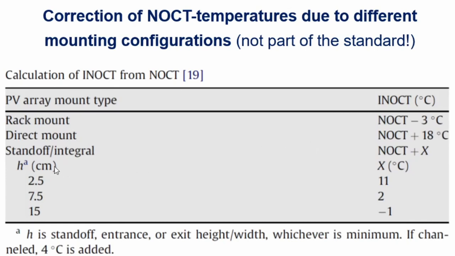If you also mount on the roof but leave an air gap in between, for example here of 2.5 centimeters, you still have an increase, but it's not 18 degrees, it's 11 degrees. If you increase that air gap to 7.5 centimeters, you have an increase of 2 degrees. And if you have 15 centimeters, it's even cooler than the nominal operating condition temperature.